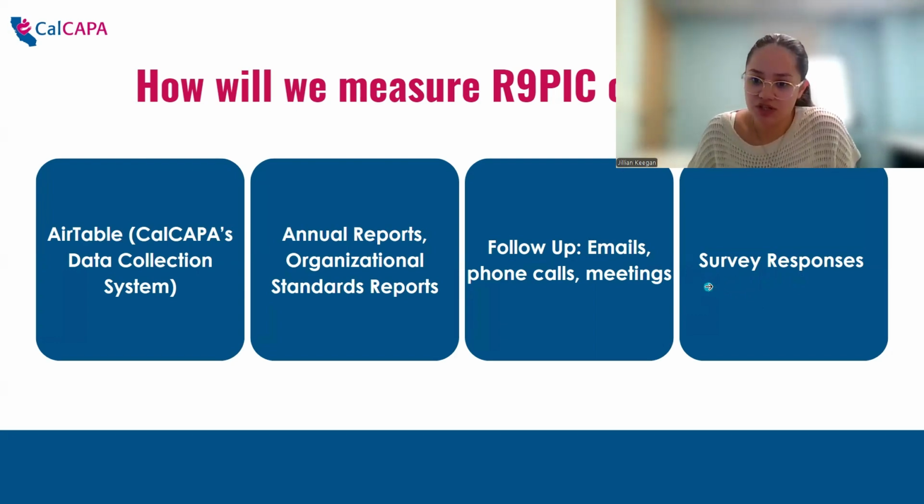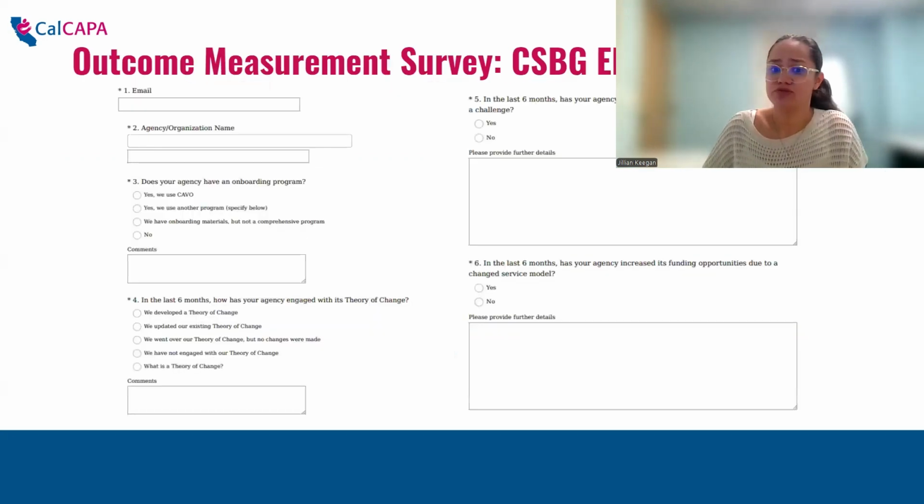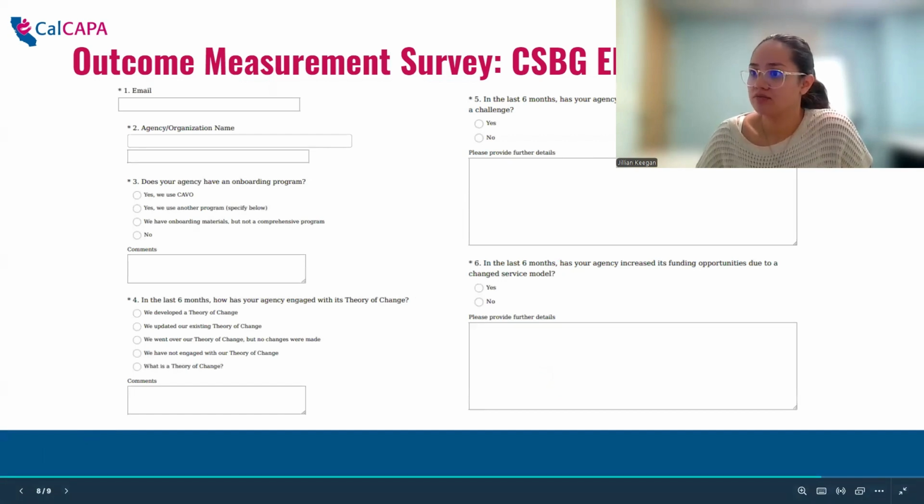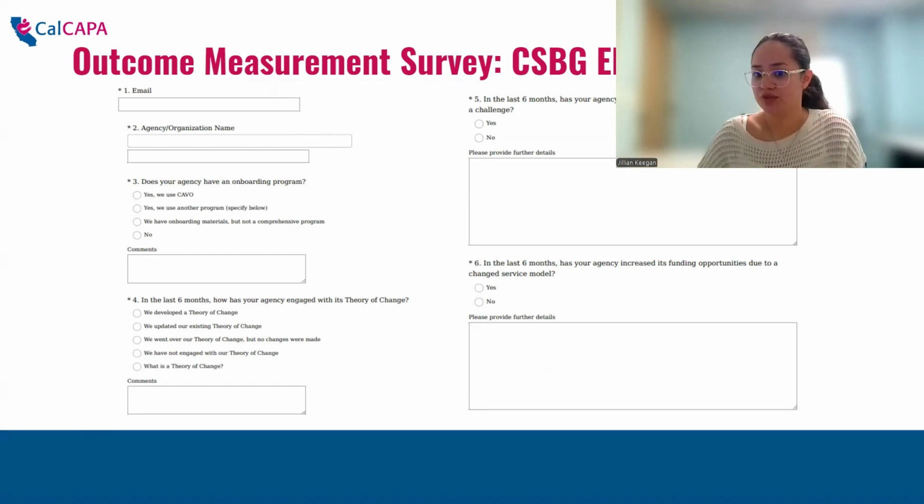For the CSBG eligible entity level outcomes, there's one survey that I would really like for all of the R9PIC agencies to complete. And it's really short. This is the CSBG eligible entity outcome measurement survey. As you can see, there's only 6 questions. It should take less than 5 minutes to complete. On SurveyMonkey right now, the current average completion time is only 1 minute, so hopefully less than that. I plan on administering these surveys probably semi-annually around reporting time to measure our progress towards these outcome goals.